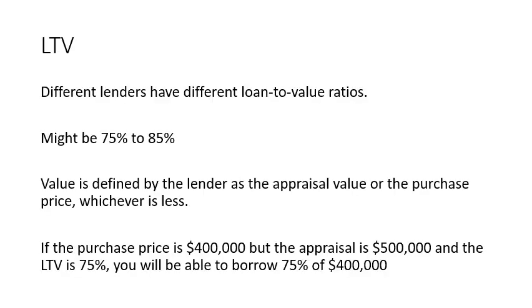Well, let's talk about the lender requirement most of us are familiar with, and that's the loan to value ratio, abbreviated LTV. Different lenders have different loan to value ratios. It might be 75% and it might be 85%. Value is defined by the lender as the appraised value or the purchase price, whichever is less. If the purchase price is $400,000, but the appraisal is $500,000 and the loan to value is 75% for that lender, you will be able to borrow 75% of $400,000, not 75% of $500,000.